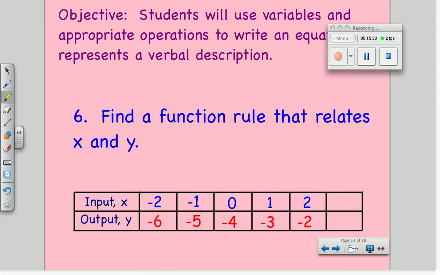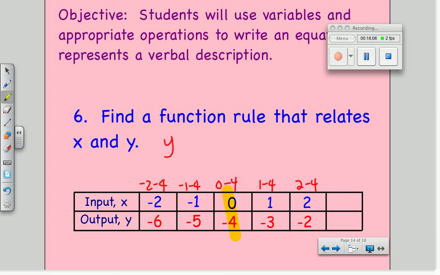Find a function rule that relates x and y. Again, I'm going to start with my 0 because that's the easiest one to start with. What am I doing to 0 to get -4? Again, I'm not multiplying or dividing, or my number would be 0. So I must be subtracting, because 0 minus 4 is -4. So let's try that. What's 1 minus 4? -3. What's 2 minus 4? -2. What's -2 minus 4? -6. -1 minus 4? -5. So that's correct. I'm subtracting.